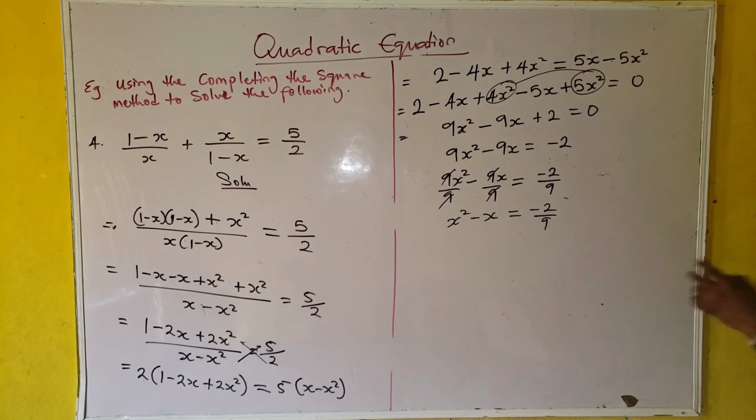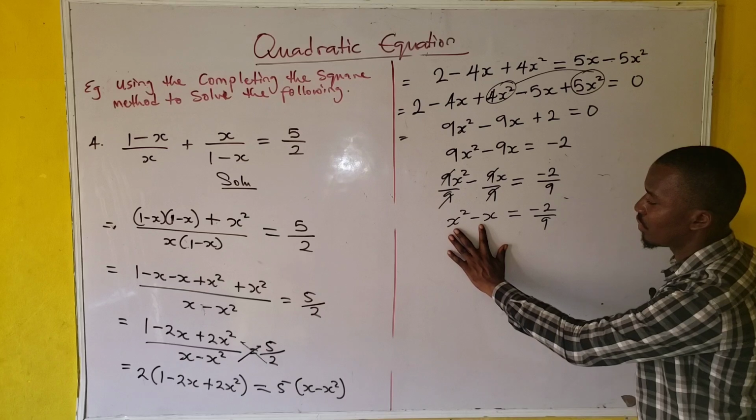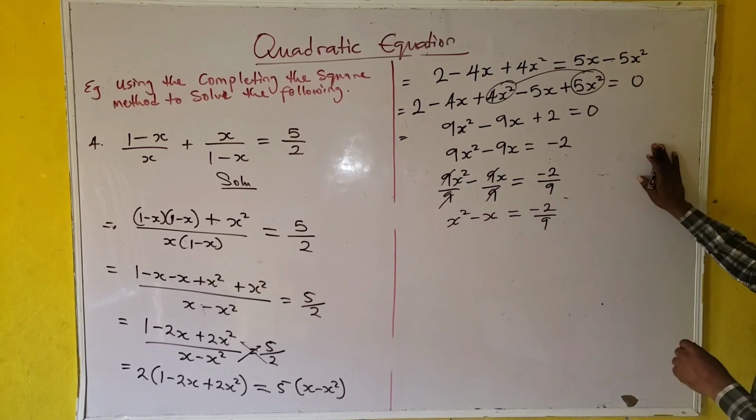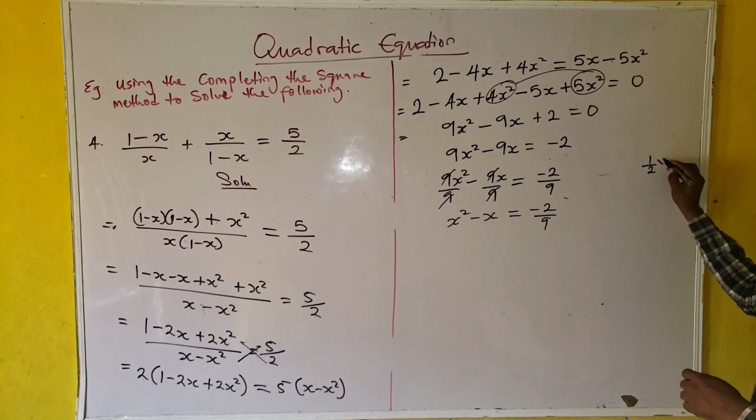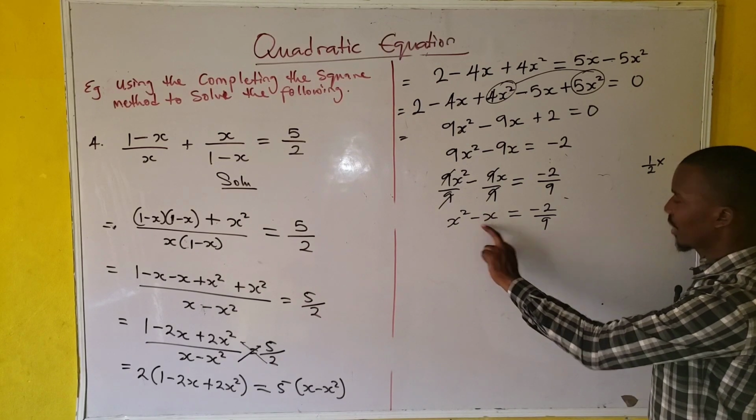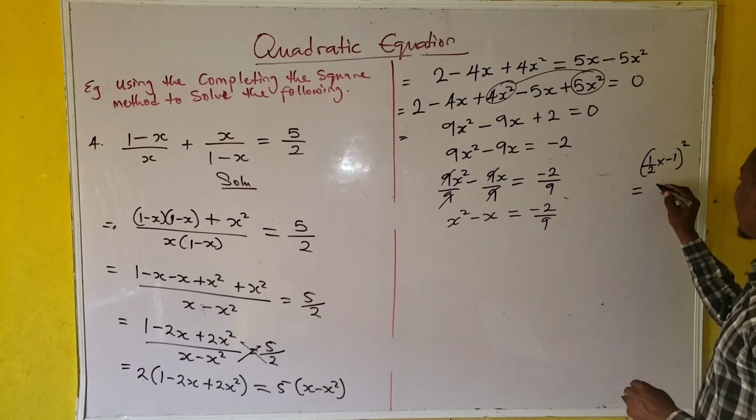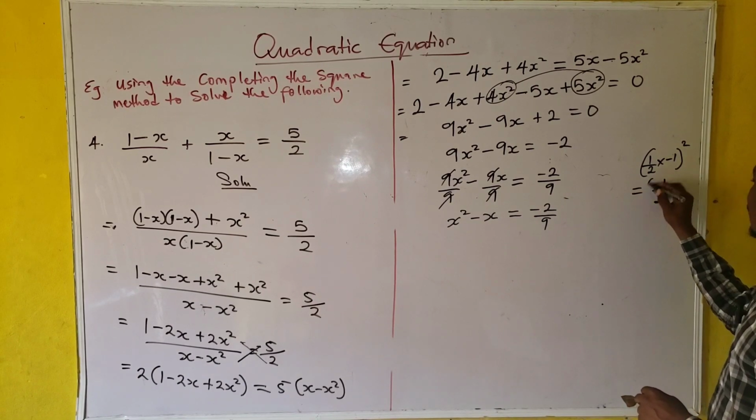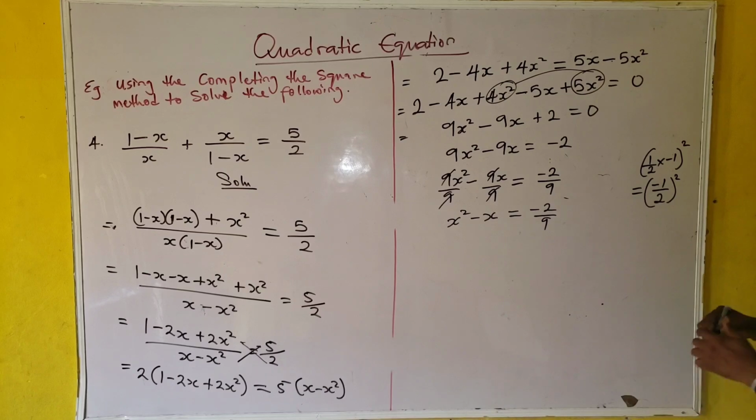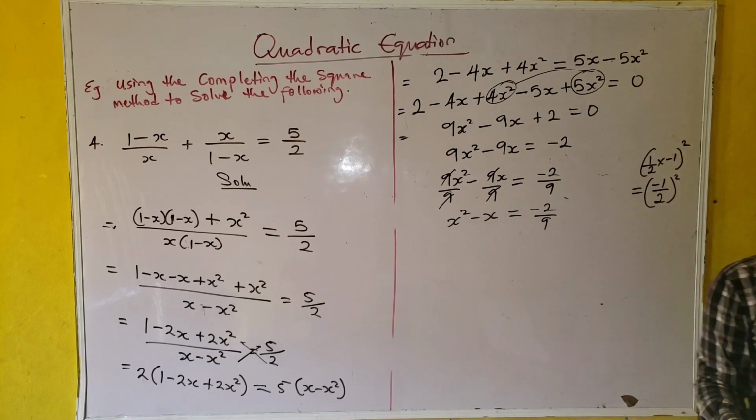Step 3 is for us to find what we need to add to this to make it a perfect square. Okay, so let's do that here. 1 over 2 times the coefficient of s here, which is minus 1. So minus 1 all squared. That will give us minus 1 over 2 all squared. So that is what we are going to add on both sides of the equation to make the left hand side a perfect square. So let us do that.